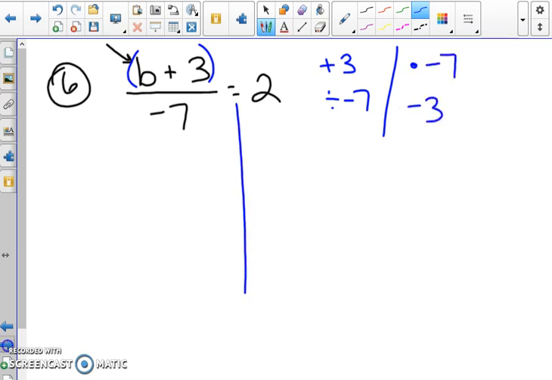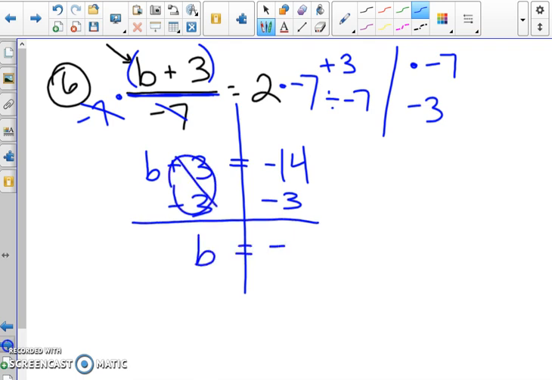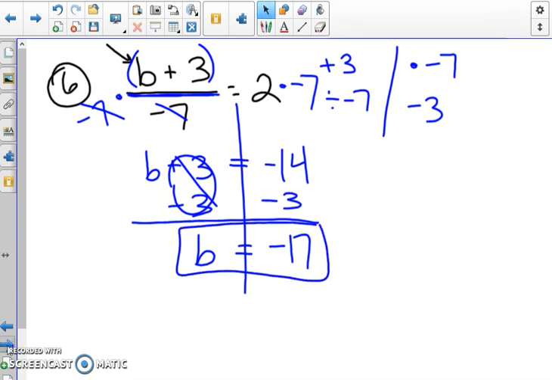So that'll look like this. We're going to multiply both sides by -7 because this is a big division symbol, and we have to get rid of it by doing the inverse of dividing, multiplying. So those cancel. We're left with b plus 3 is equal to -14. Now we can subtract both sides by 3. Cancel. b equals -17.